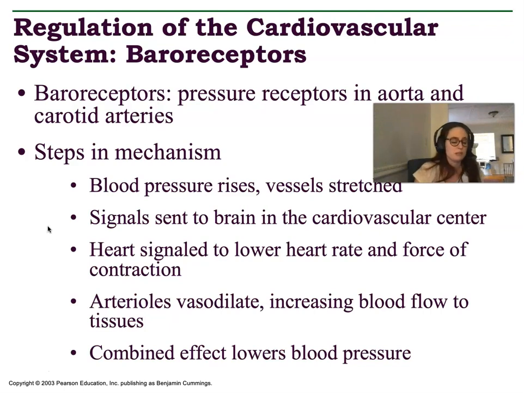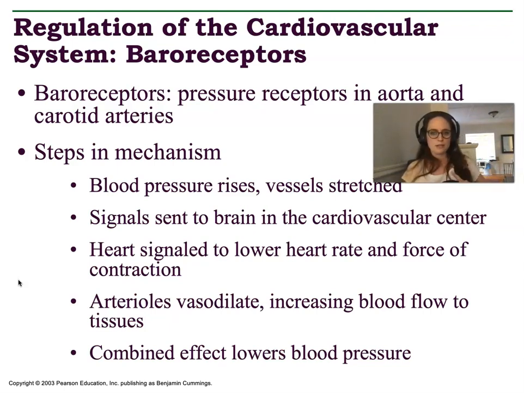Your heart also has some baroreceptors. It's kind of cool. It's like stretch receptors. If your blood pressure is detected to be elevated, the blood vessels are stretched. The baroreceptors detect that change. That signal is sent to the cardiovascular centers of your brain, which is in your medulla oblongata, by the way. The heart is signaled to lower heart rate and force of contraction.